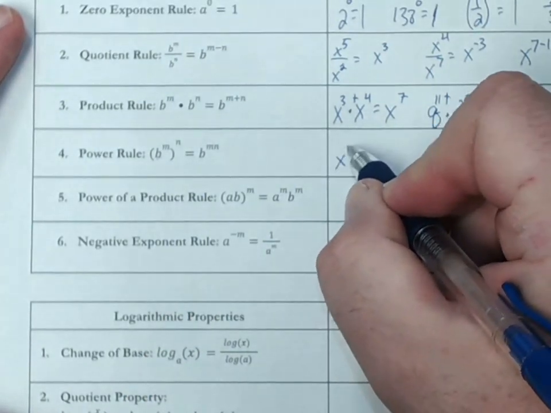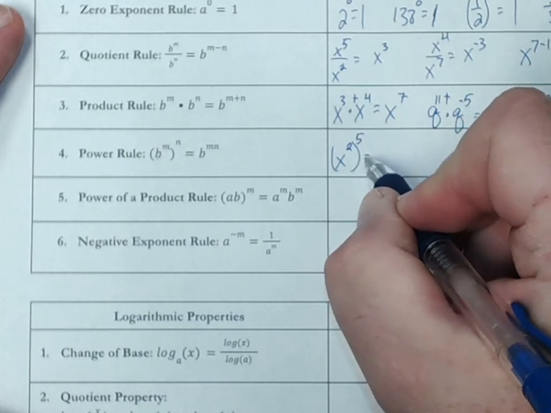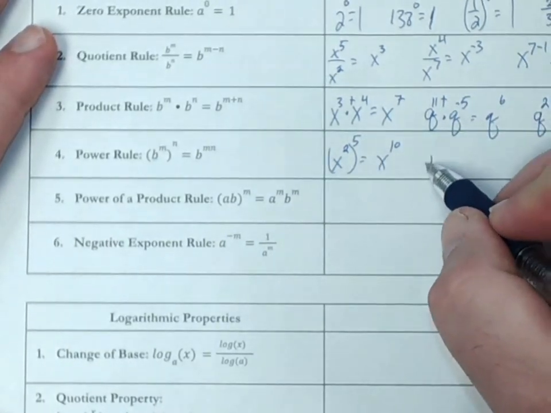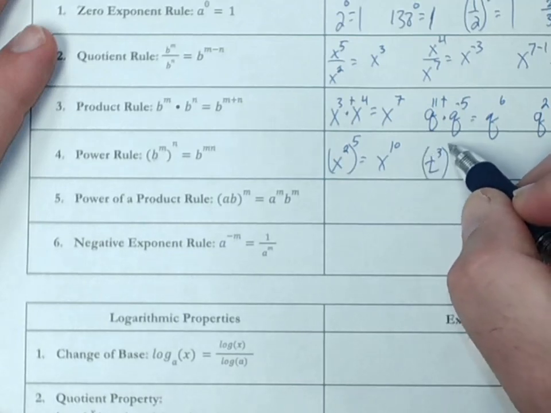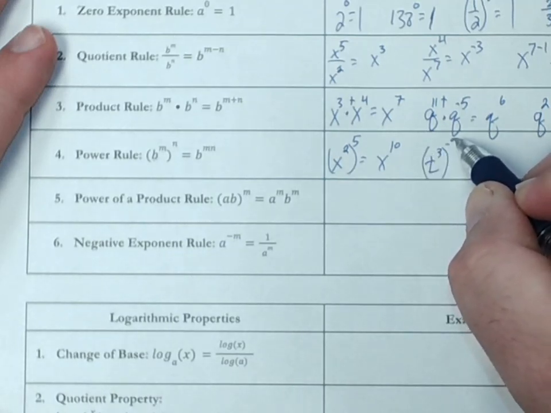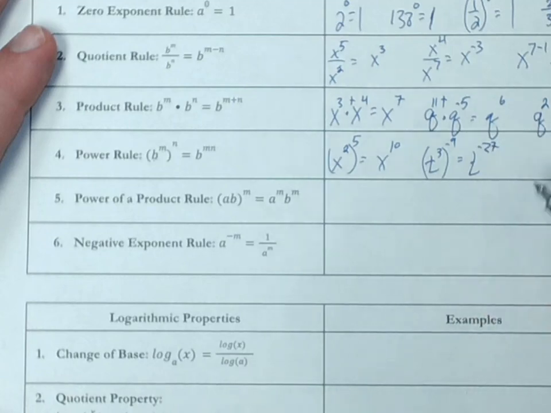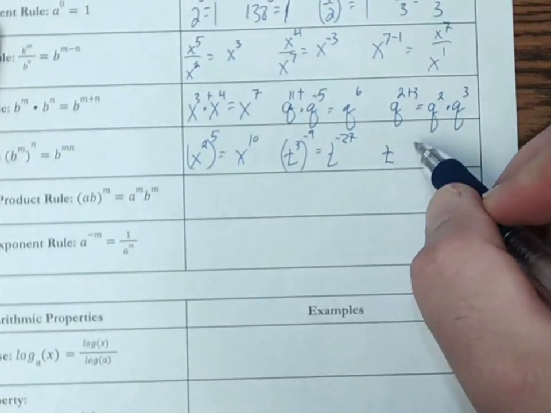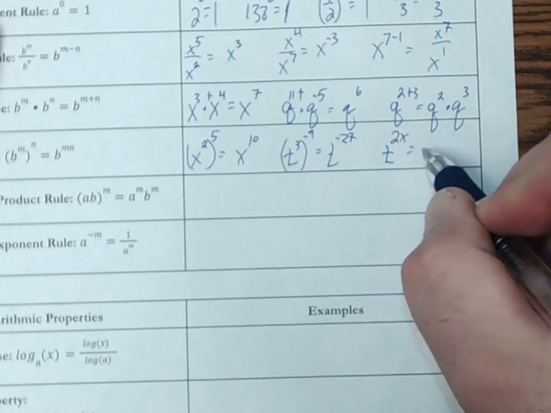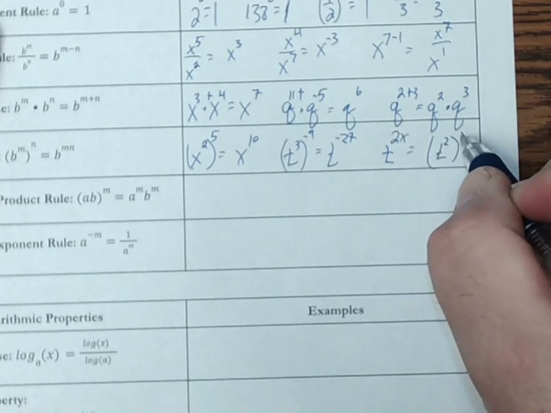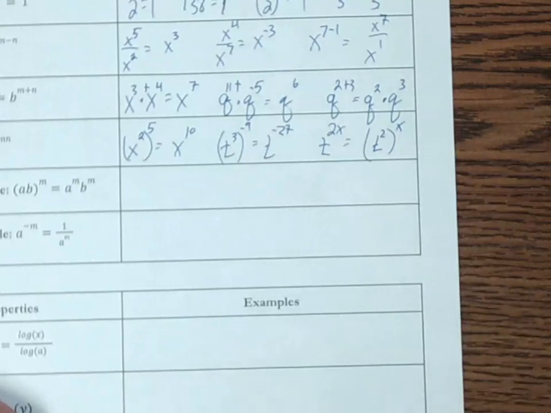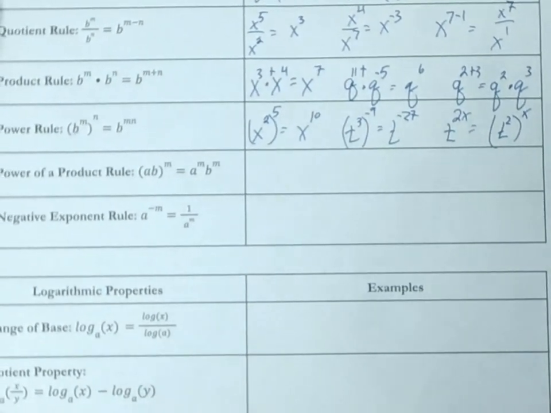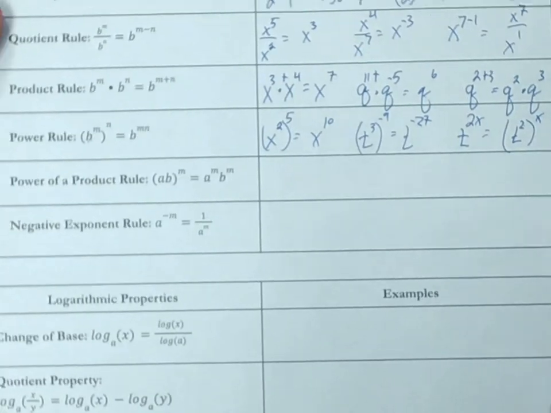So for example, x squared to the 5th would be x to the 10th. t to the 3rd to the negative 9 would be t to the negative 27. Again, we'll deal with negative exponents in a second. And going in the reverse, if I had, say, t to the 2x, I could write that as t squared to the x. Technically, you could switch the 2 and the x as well if you wanted. Doesn't matter which way you order them, just as long as one's inside the parentheses and one's out like that.